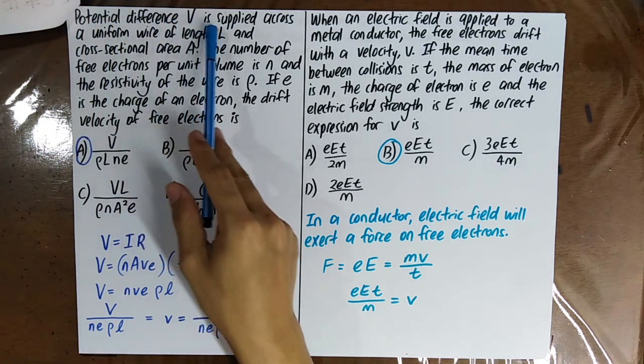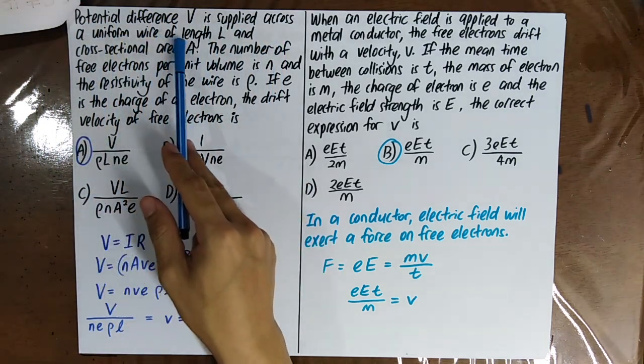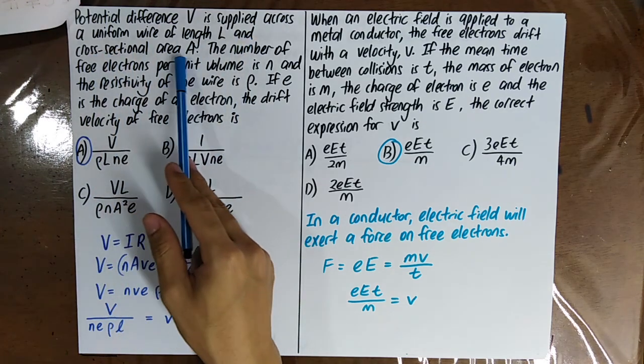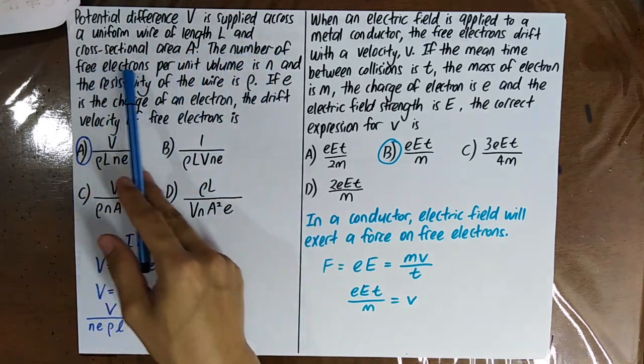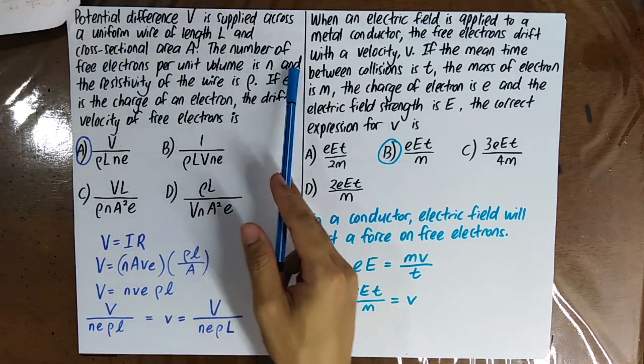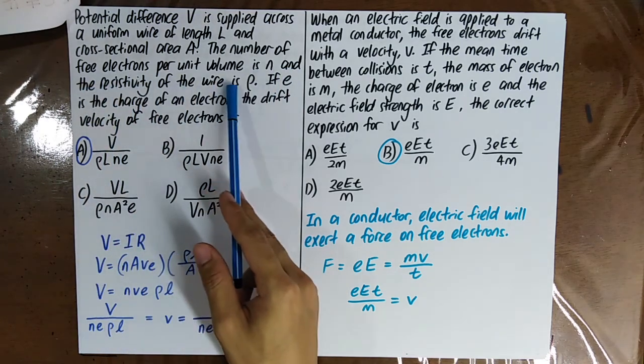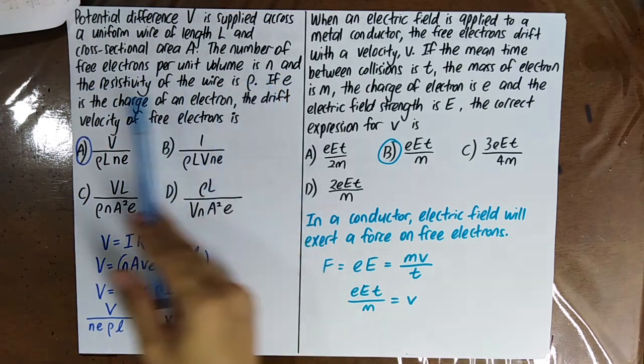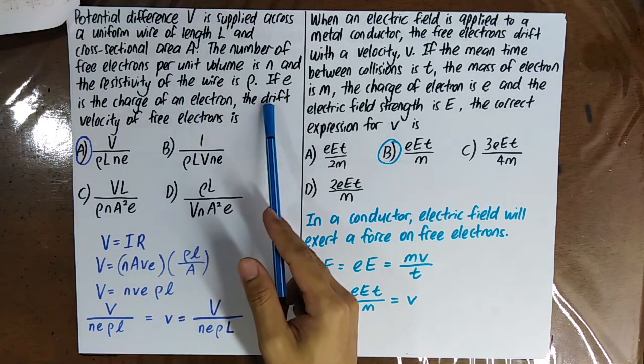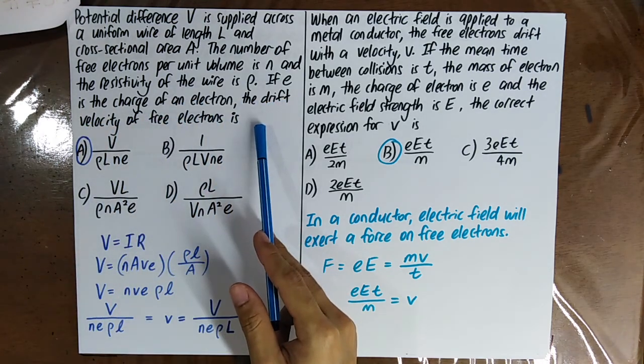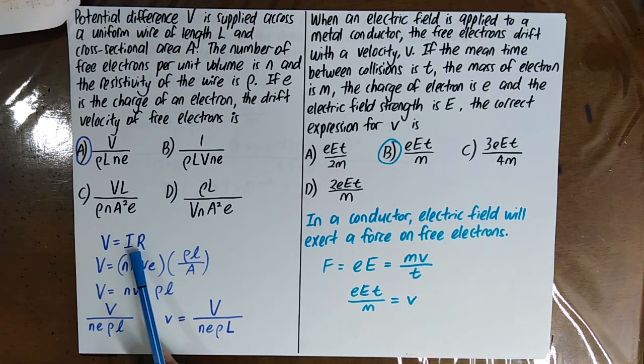Potential difference V is supplied across a uniform wire of length L and cross-sectional area A. The number of free electrons per unit volume is N, and the resistivity of the wire is ρ. If e is the charge of an electron, the drift velocity of free electrons is, okay, from V = IR, and then I = nAve, and then R = ρL/A. You can finally get the expression for the drift velocity.